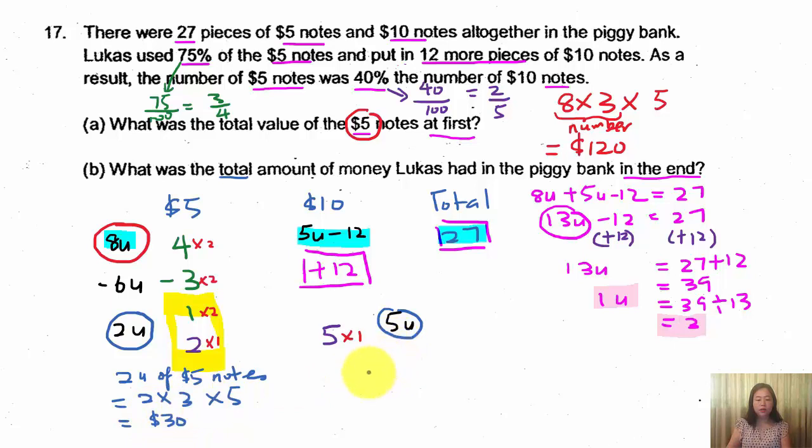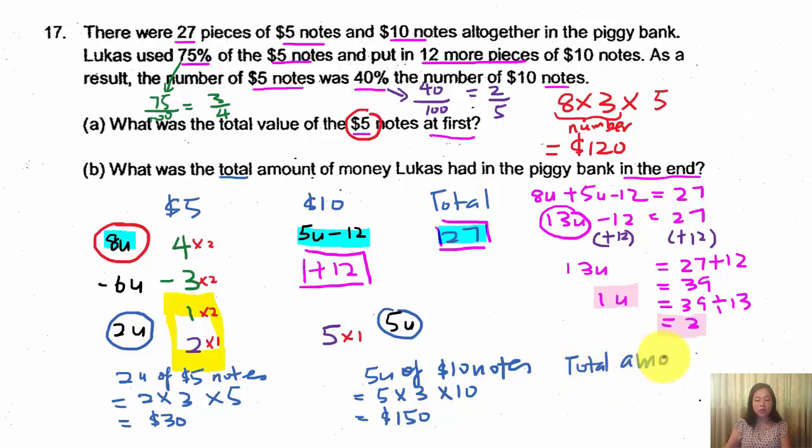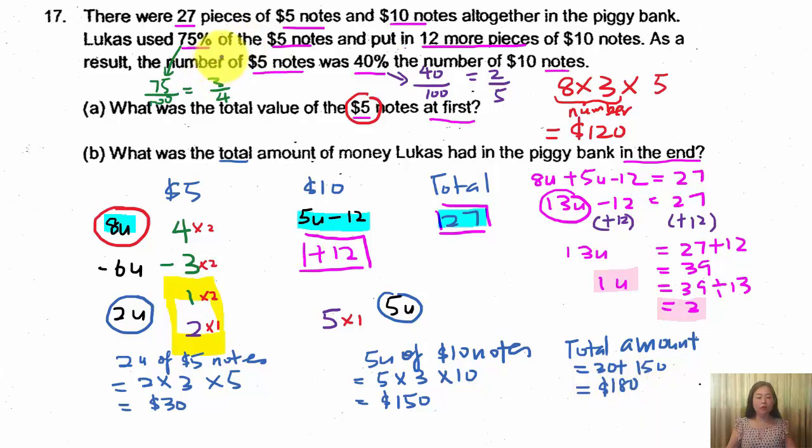So now we are at here. 5 units of $10 notes is actually equal to 5 multiplied by 3, which is 15, multiplied by 10, which is 150. So the total amount of money that Lucas had in the end is equal to 30 plus 150, and we will get $180.